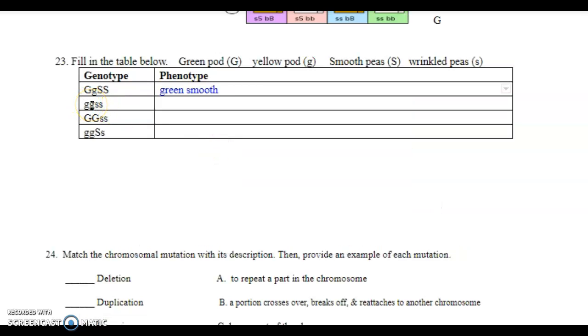Little g, that'll be the recessive yellow pod. Little s will be the recessive wrinkle pod. This one would be homozygous recessive for both traits. That's yellow wrinkled. Yellow is the recessive trait, so it will be yellow wrinkled.